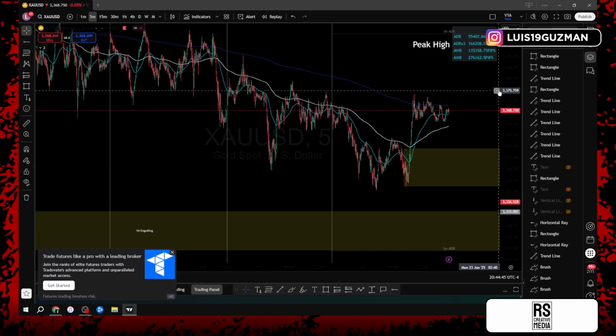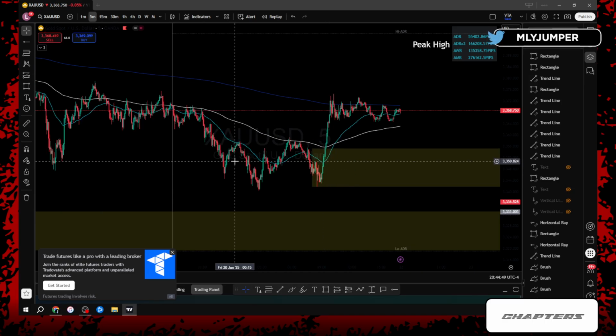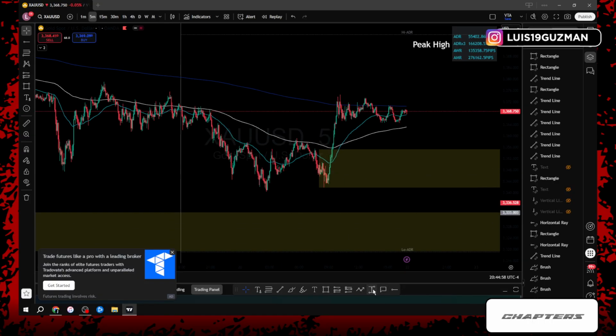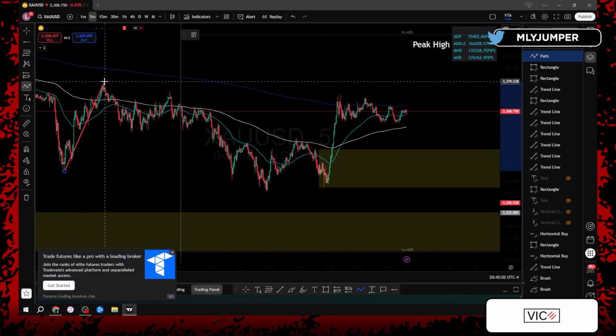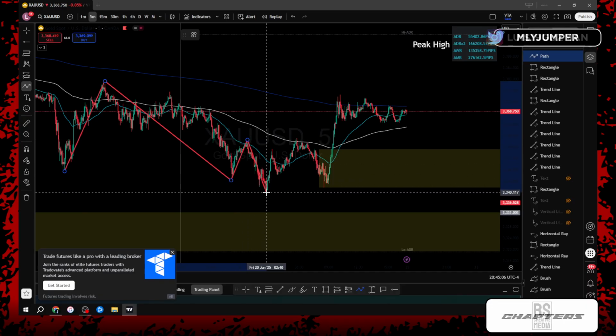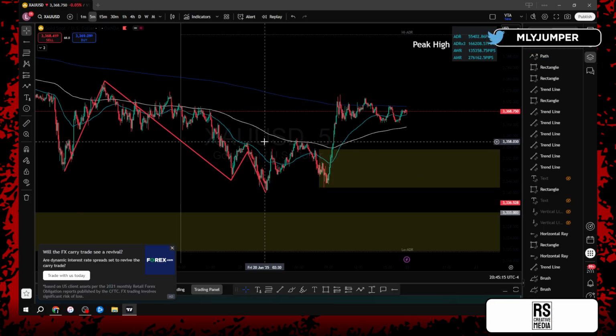So the next question would be, well, what are we looking for? What are the next steps you want to make sure you see before you take a trade? And that's being able to see that price has turned around. Price at one point was giving you lower low, lower high, lower low, lower high, lower low. And then what did price do?